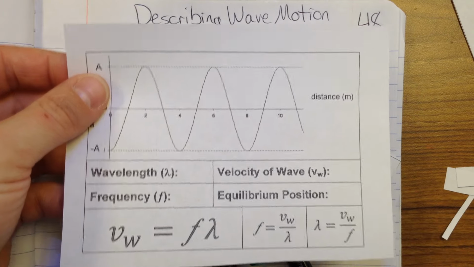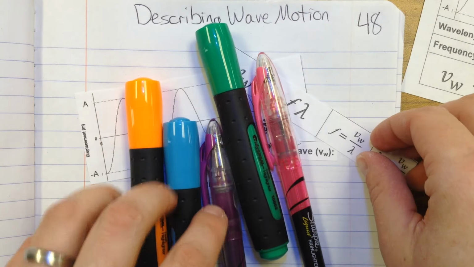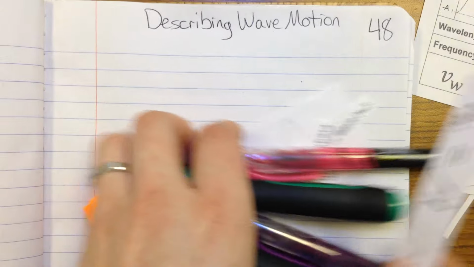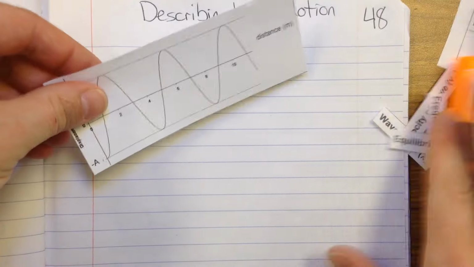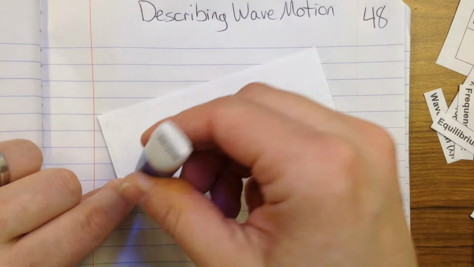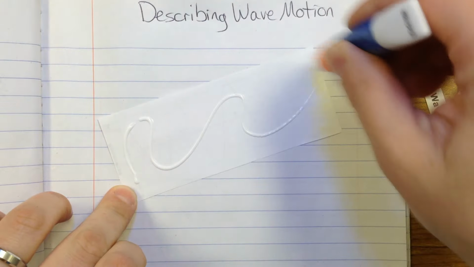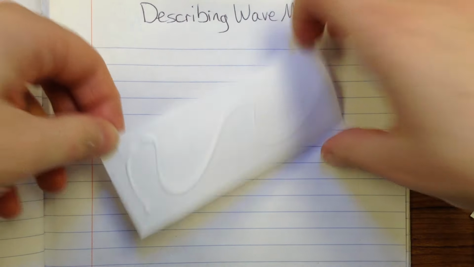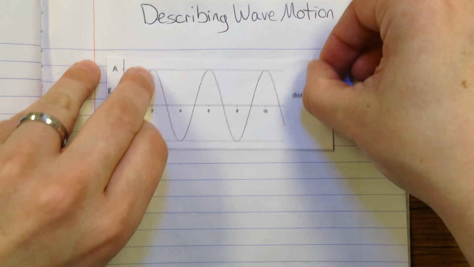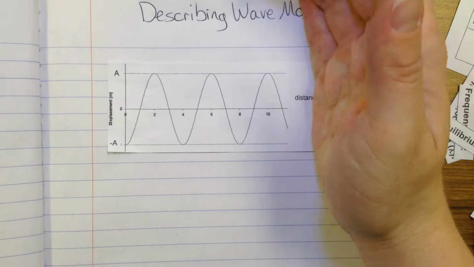Describing wave motion, you're going to want to cut off the border, cut out all boxes except for that last row. You're going to need 5 colors for this. Okay, let's take the first one, and we're going to glue that in the graph. Don't put too much glue on it because we're going to be writing on it. Glue it in about a line down, maybe a little bit more from the top.